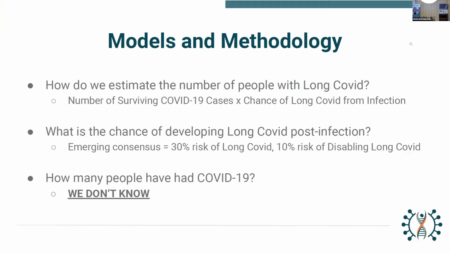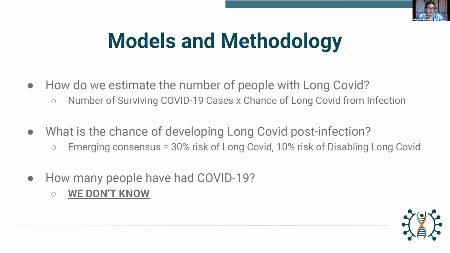So yes, as Emily said, Solve M.E. and the Solve Long COVID initiative recently put out a white paper estimating the number of long COVID cases in the United States, broken down by states, using publicly available data on the number of COVID cases that have occurred in the US. So the question that we had to answer in order to get these estimates is, how do we estimate the number of people who have long COVID, given that our public health authorities are really not doing anything to actually track these numbers? So in order to try and calculate an estimate, we needed to take the number of surviving COVID-19 cases times the chance of developing long COVID from infection.